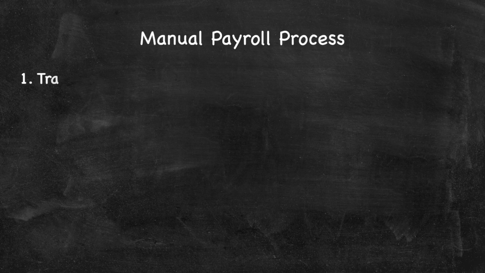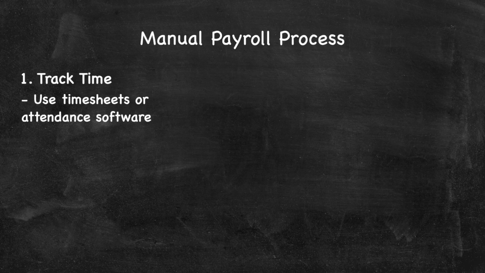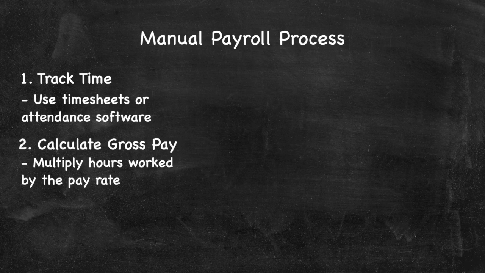Now let's explore the manual payroll process step by step. While it's cost-effective, it does require meticulous attention to detail. So first, track your time. You can do this by using timesheets or attendance software to record employee hours. Then calculate gross pay. That means multiply hours worked by the pay rate, including any overtime or bonuses.